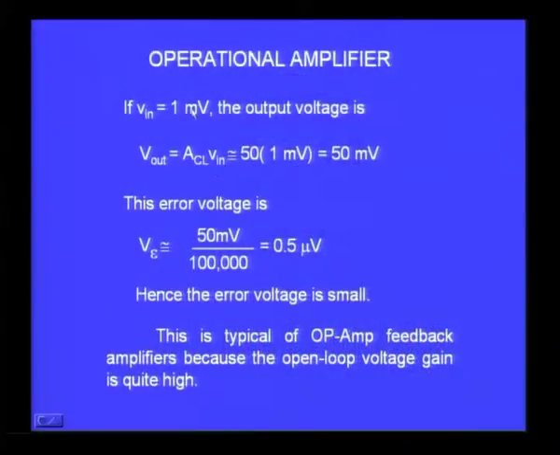So if V in is equal to 1 millivolt, the output voltage is the closed loop gain multiplied by V in, 50 multiplied by 1 millivolt, you get 50 millivolt. And so what is the voltage that is exactly applied at the input? This 50 millivolts is the output voltage. So if I divide that by 100,000, I will get the V epsilon, the voltage which is exactly applied at the input terminals of the op amp. That is found to be 0.5 microvolt, you can see that. So it is a very small voltage that is applied; out of the 1 millivolt, there is only 0.5 microvolt applied across the input terminals.